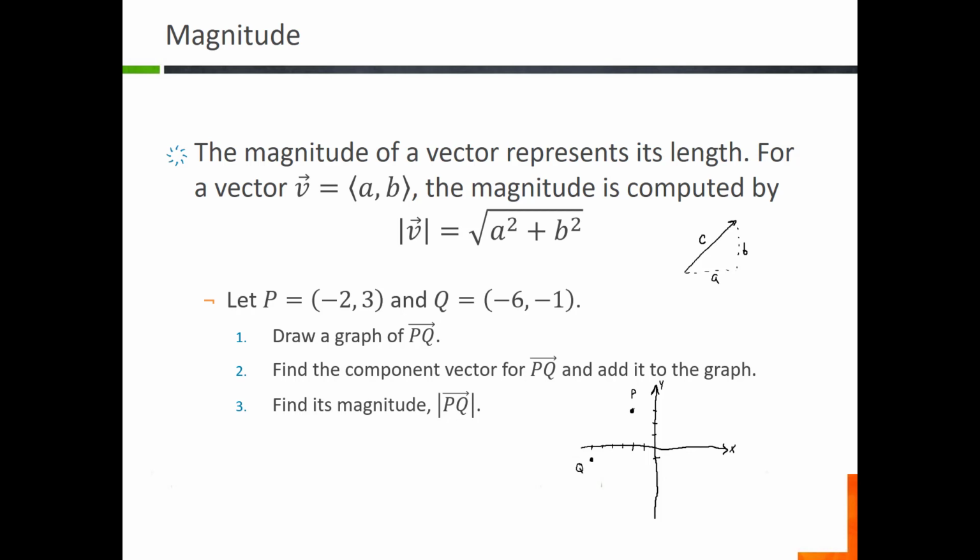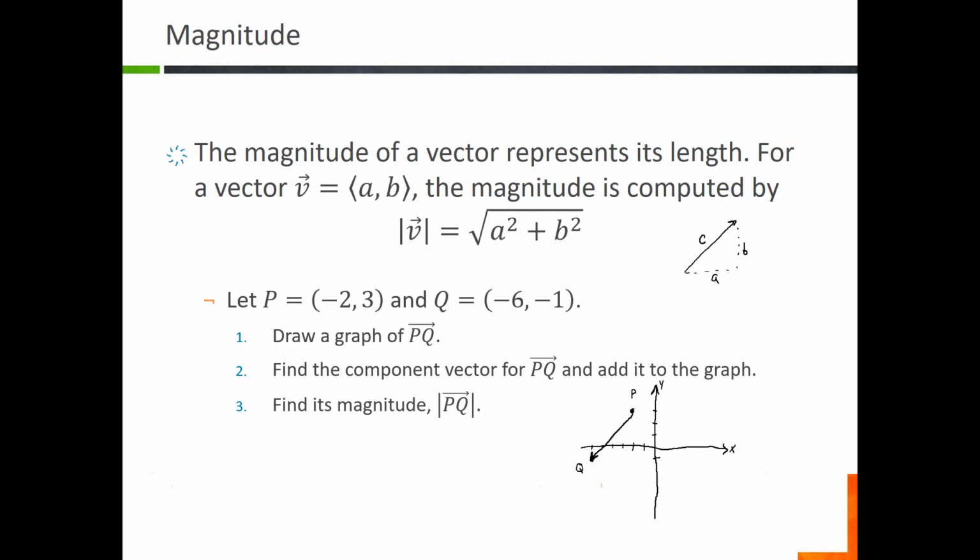And again, the arrow points from P towards Q. So when I draw my arrow, my vector, start at point P and draw down to point Q. So that's what my vector looks like. All right, so now let's look at how we can express that vector using a component vector.